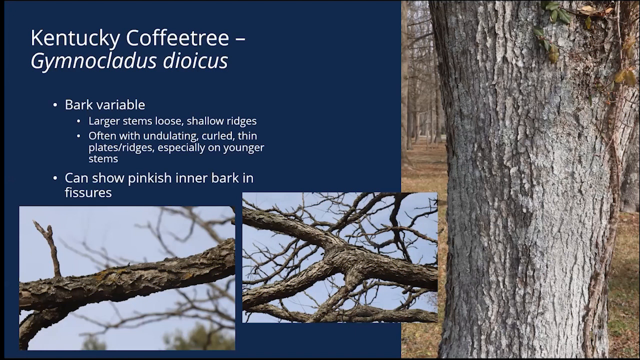On the smaller ones, you can kind of look under those peels or in the fissures, and it'll have kind of a pinkish color as well. But to me, it's that, like in this picture in the center, those plates that are thin and peel back and kind of undulate and curve really looks like nothing else. And that jumps out to me, and that's how I most easily identify Kentucky coffee tree.